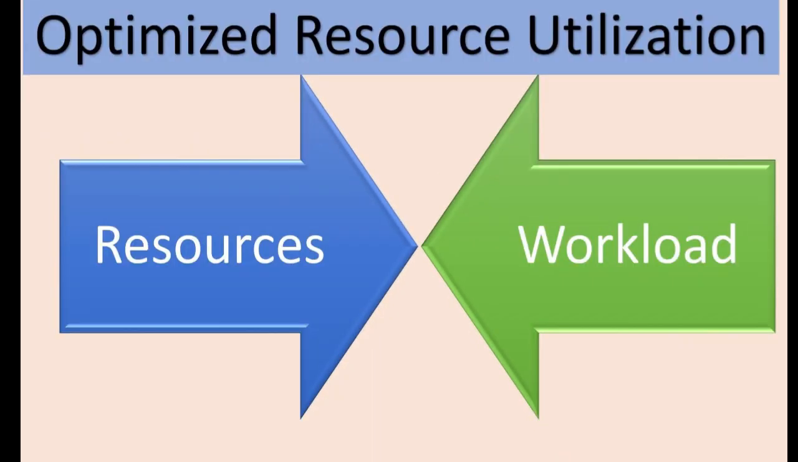Optimized resource utilization. Parallel processing optimizes the utilization of hardware resources. Instead of relying on a single processor to handle complex calculations, the workload is distributed across multiple processors, maximizing the efficiency of the underlying hardware infrastructure.